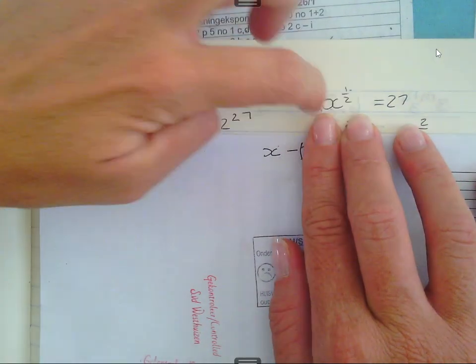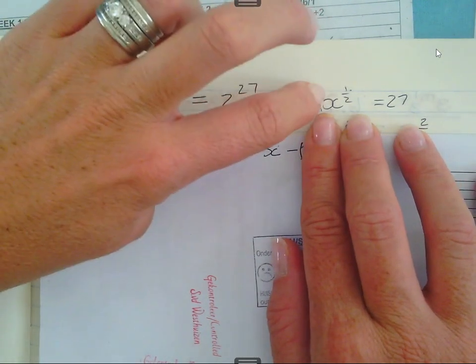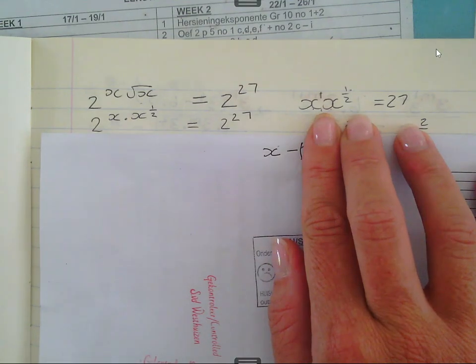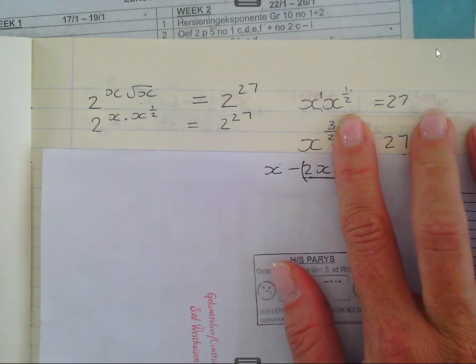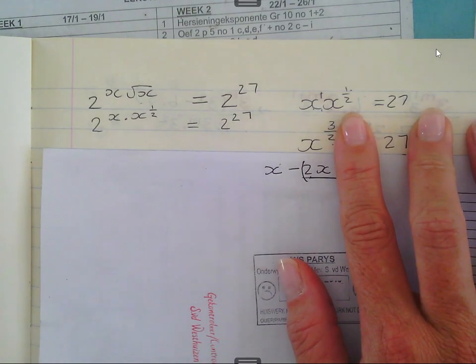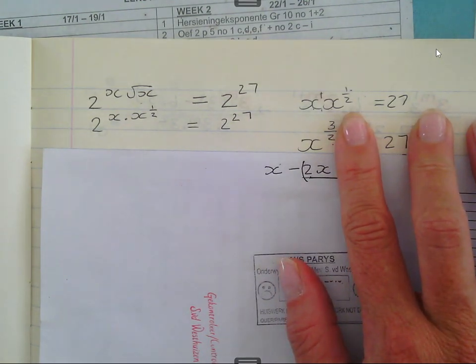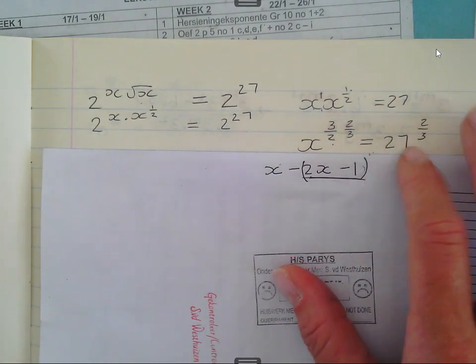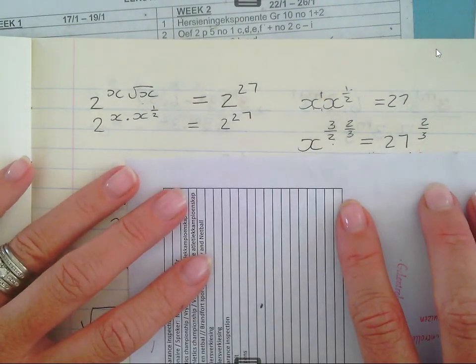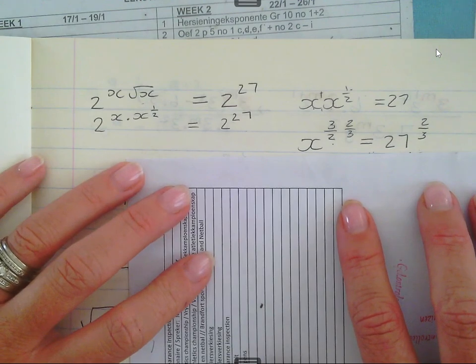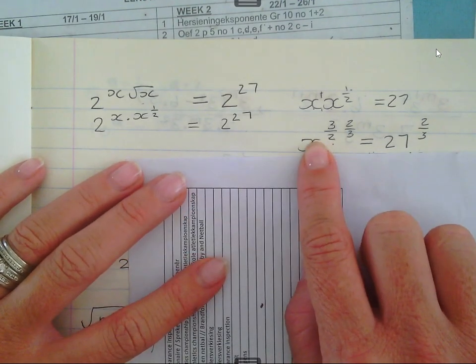Do you see that they are being multiplied and they've got the same base? So what do I do with the exponents? We add them. And 1 plus a half is 1 and a half. And 1 and a half is 3 over 2. Then it looks like that. X to the power of 3 over 2 equal to 27. What can I do to get 3 over 2 to be 1? Times by 2 over 3. And then I do the same thing there. So this one becomes x.